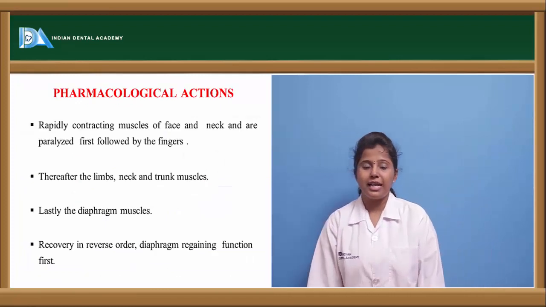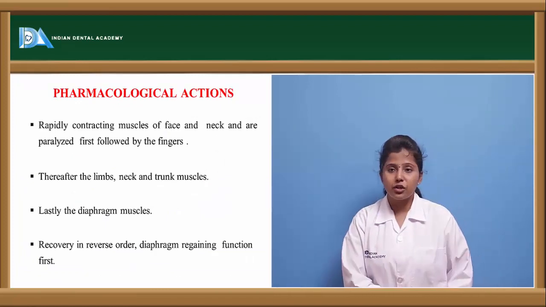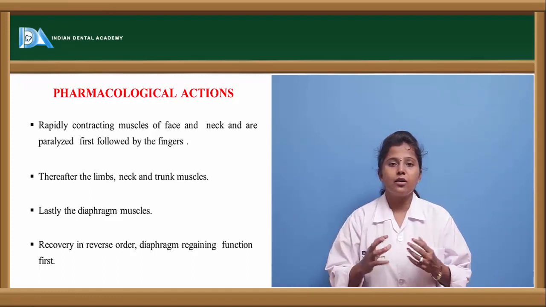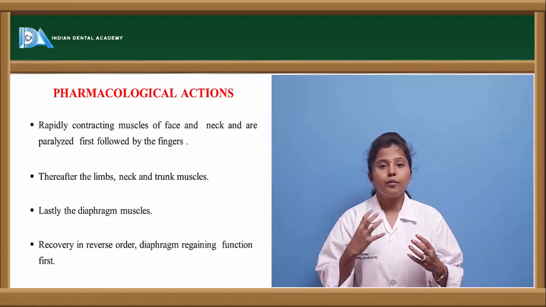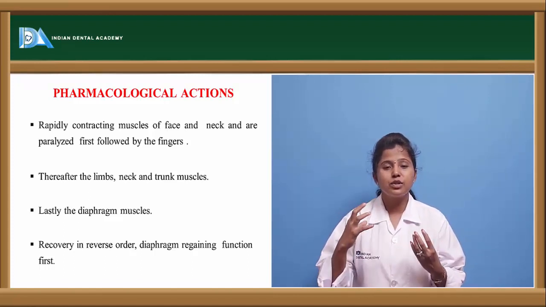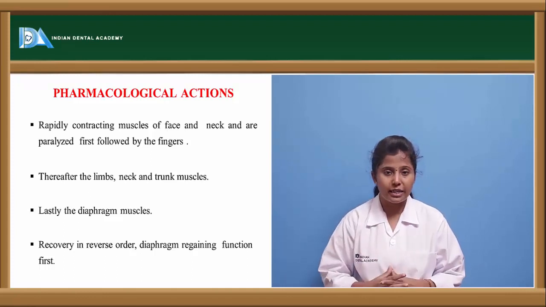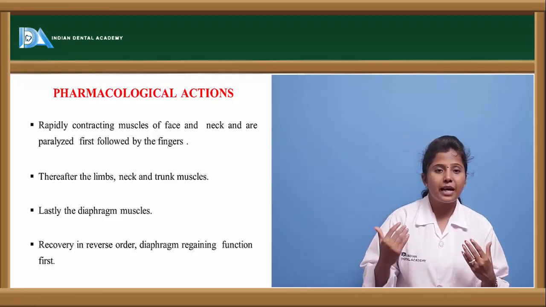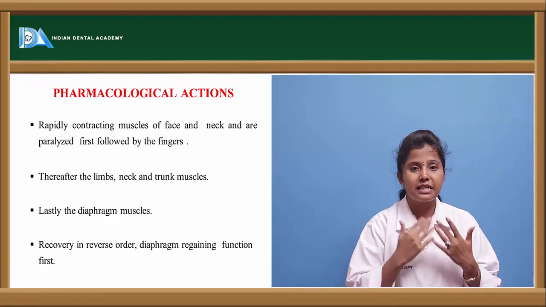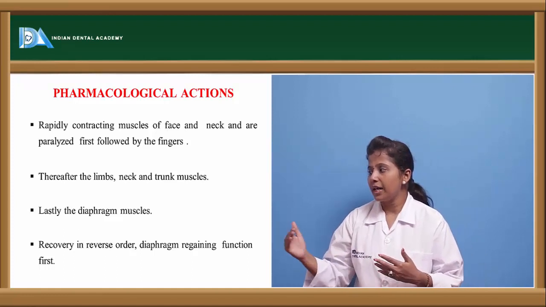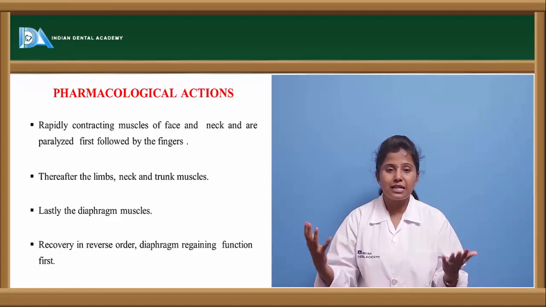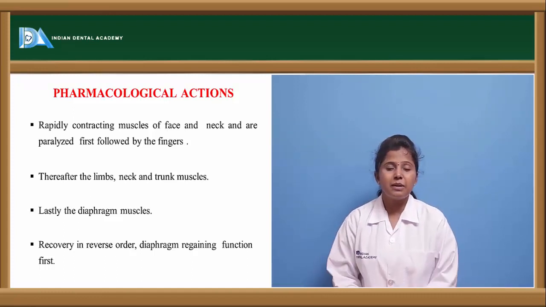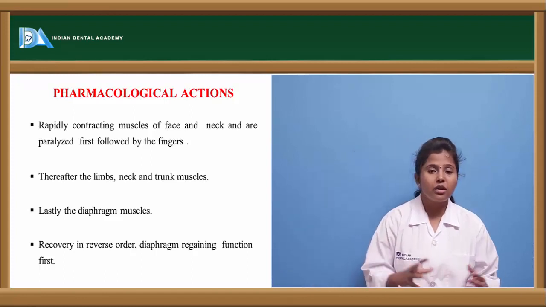Let us see the pharmacological actions. The pharmacological actions of these neuromuscular blocking agents are mostly that they cause contraction of the face and neck muscles. So the muscles present in the face and neck are rapidly contracted. Because of that, sometimes it may lead to paralysis. First the face and neck muscles get rapidly contracted, and after that the trunk muscles as well as limb muscles are contracted. Because of this excessive contraction, after some time it may lead to paralysis of those particular organs.